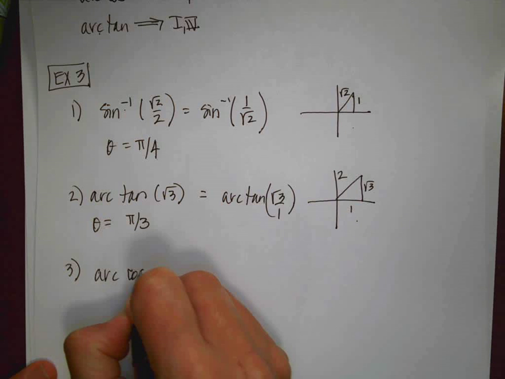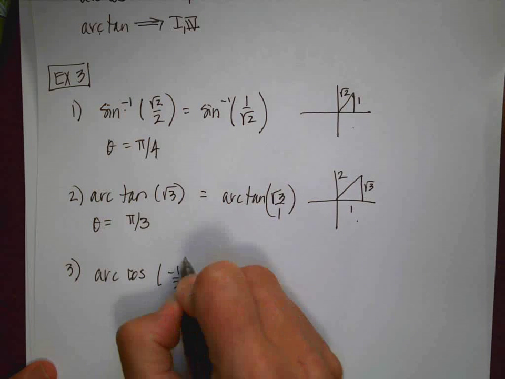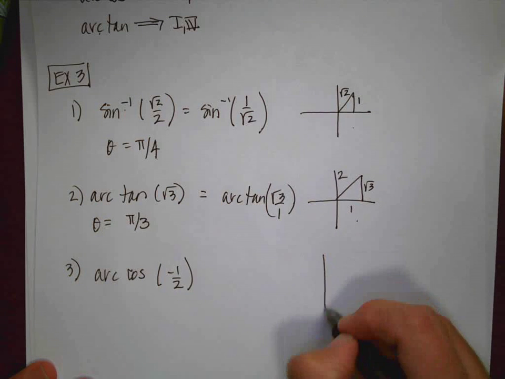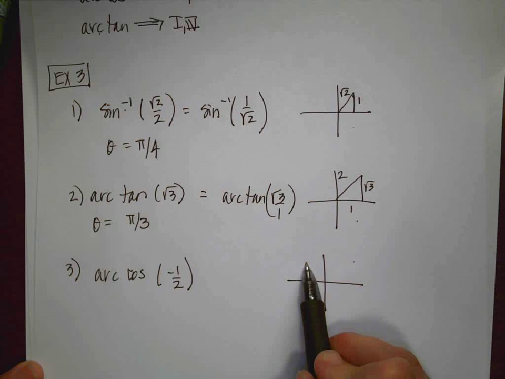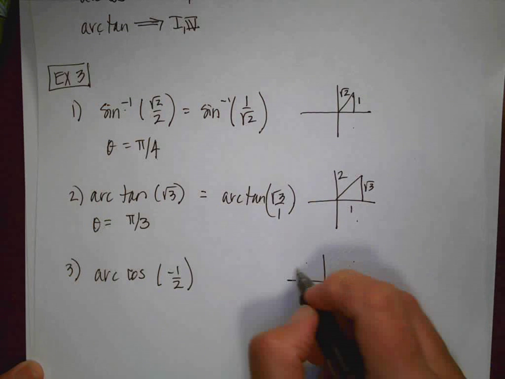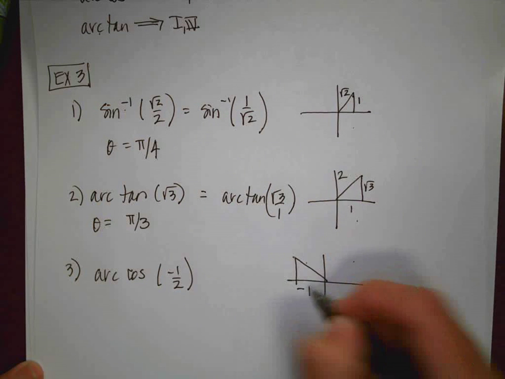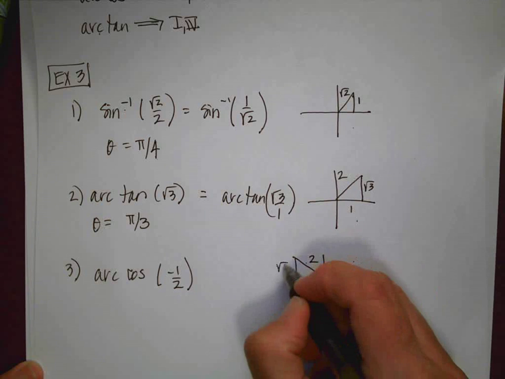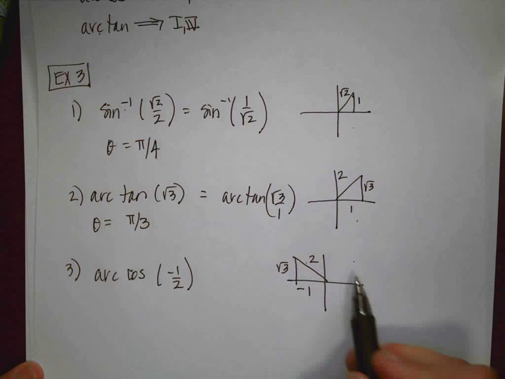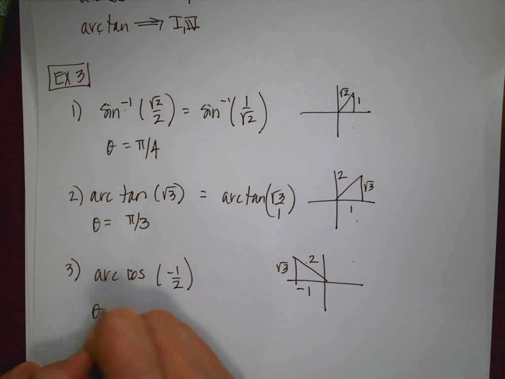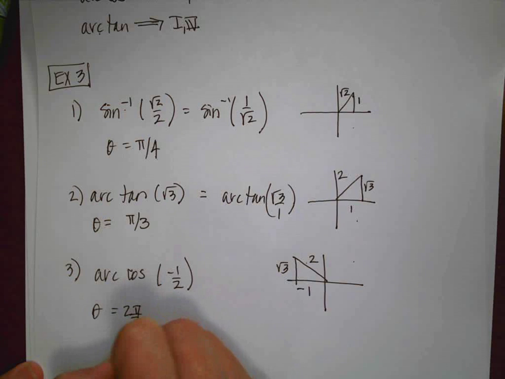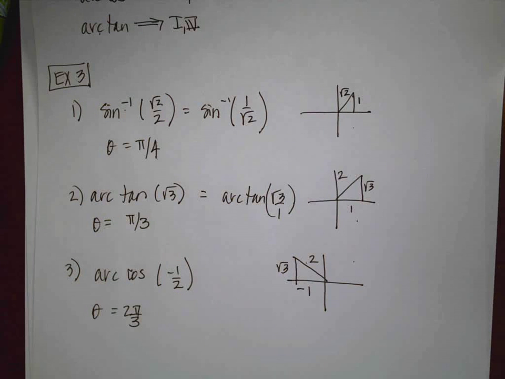Then the last one, truly the last one, the arc cosine of a -1/2. Cosine is limited to the first and the second. Cosine is negative over here, so this is a -1, 2. This is a radical 3, so theta is going to be 2 pi over 3 because it's in the second quadrant. Alrighty, now that's it, and I will see you soon.